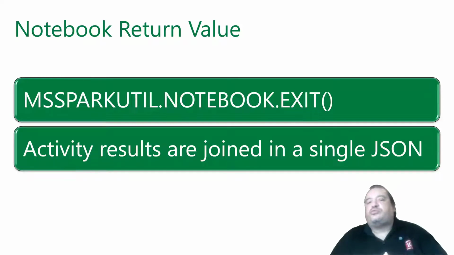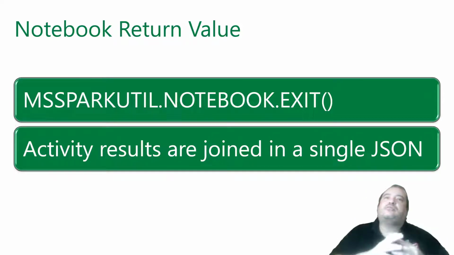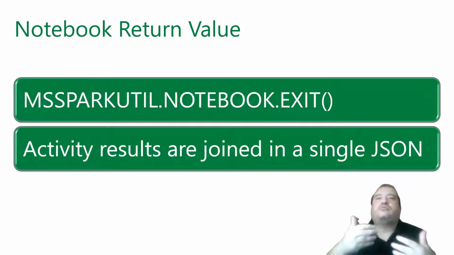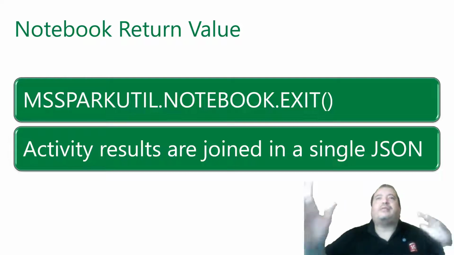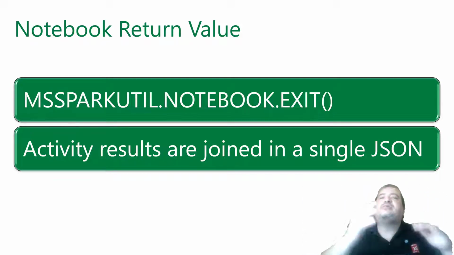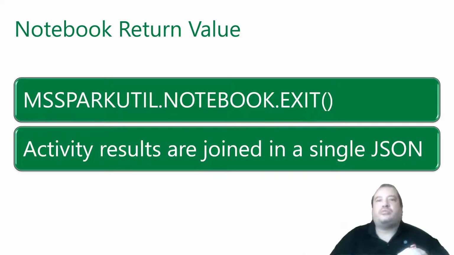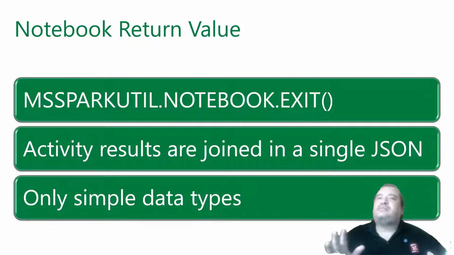Activity results are joined in a single JSON. So if we are executing multiple notebooks, we'll get a single JSON with the result value of all the activities. Only simple data types are supported. Complex data types are not supported. Some data types will be converted to string to be sent as return values.